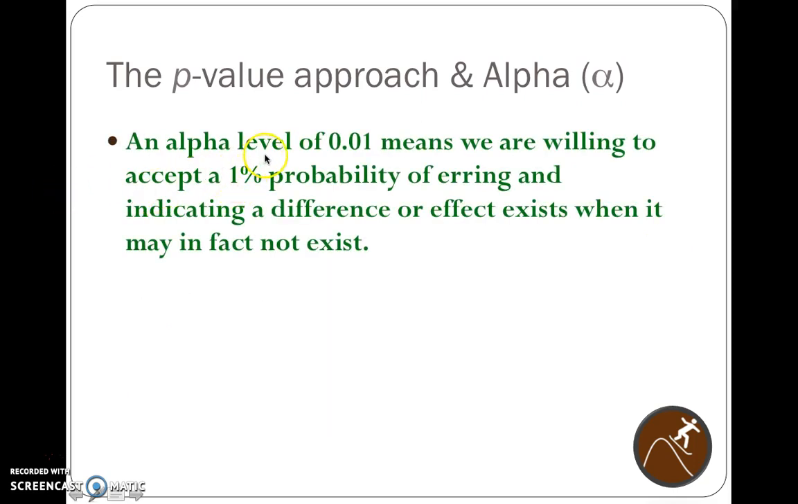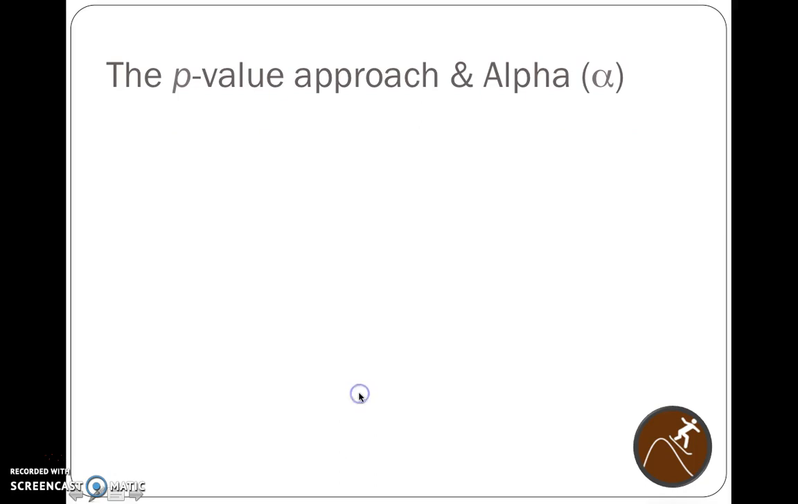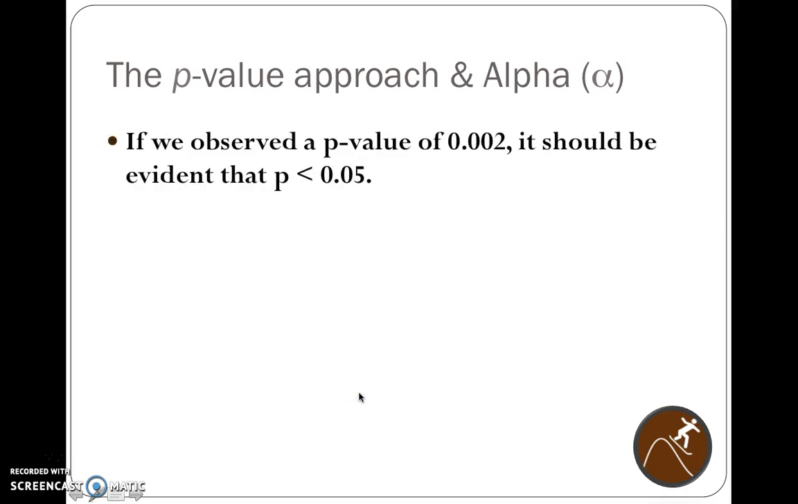So at an alpha level of 0.01, that means that we're willing to accept a 1% probability of erring. So that means that we would believe that 99 times out of 100 that a true effect or difference actually exists when we had a p-value of less than 0.01. So we're going to get more into this here in a second.